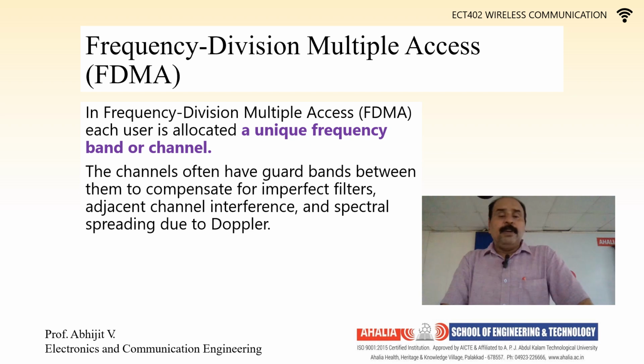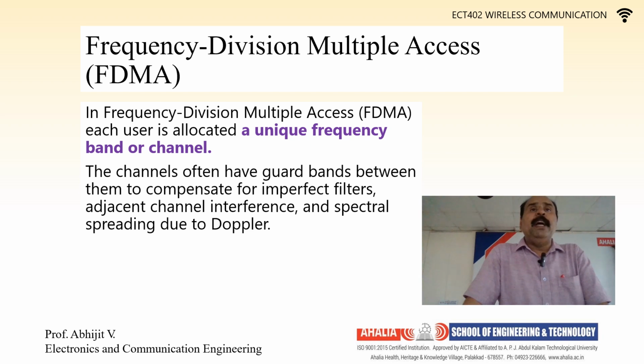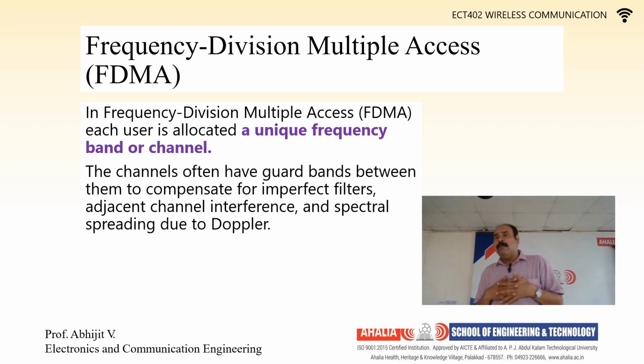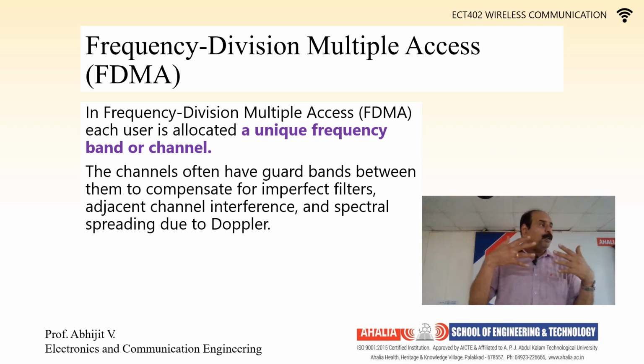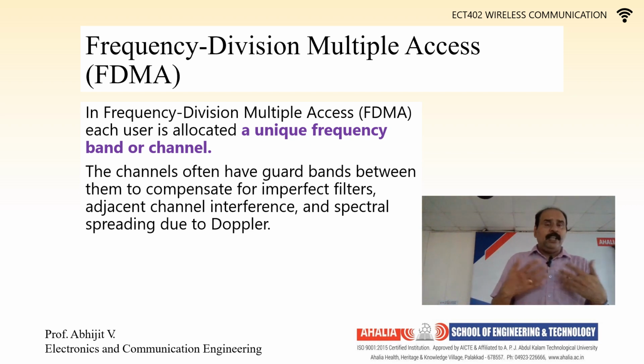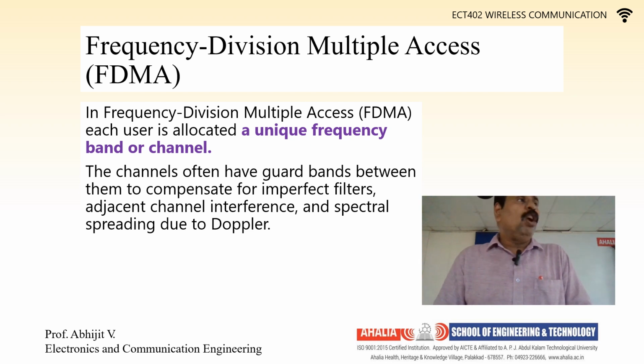So in FDMA, we are allocating a unique frequency band or a channel to each user. The channels will often have a guard band. What is a guard band? Something that separates two frequencies, because multiple users are using them, you may have a good chance of two signals interfering, right? So in order to protect this, we'll have guards, one at the beginning and one at the end. There are different types of guarding the signal. All these things we'll see as we go on, but we'll not be able to see in depth.